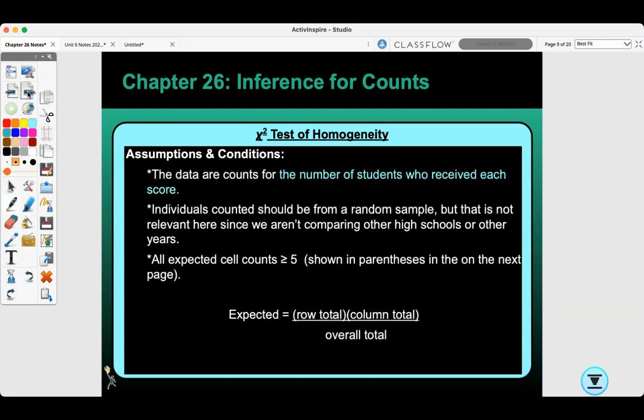For our assumptions and conditions, the data are counts for the number of students who received each score. Individuals counted should be from a random sample, but that is not relevant here since we aren't comparing other high schools or other years. All expected cell counts should be greater than or equal to 5, and that's shown in the parentheses on the next page. How you find your expected cell counts is the row total times the column total divided by the overall total.